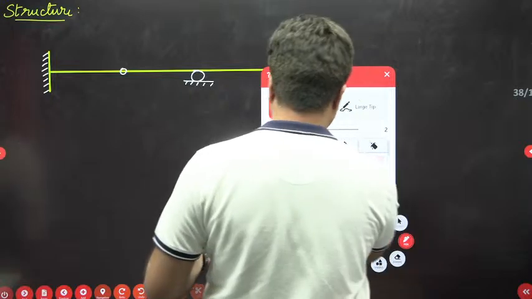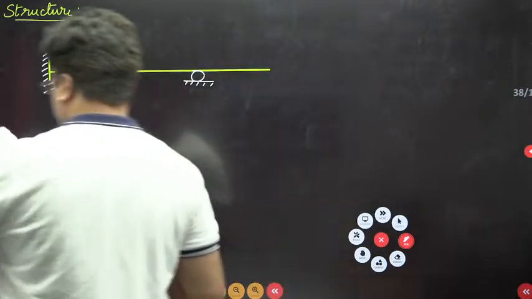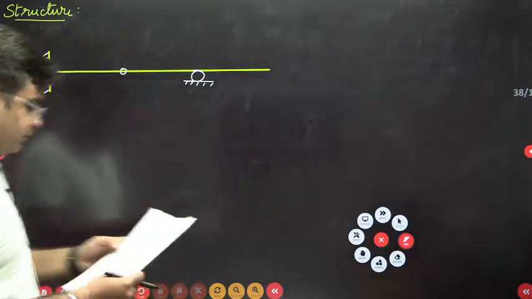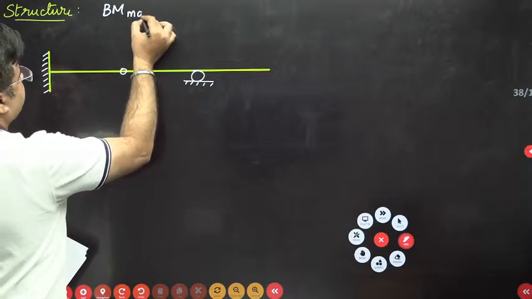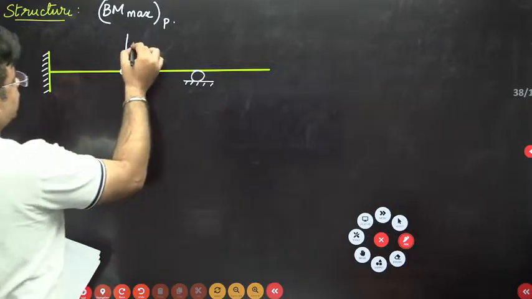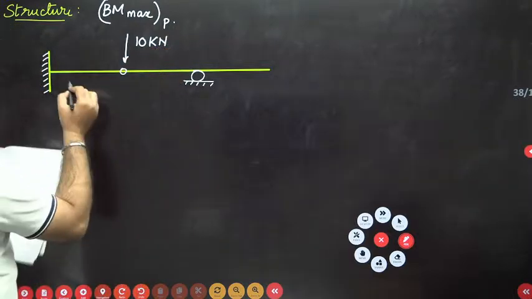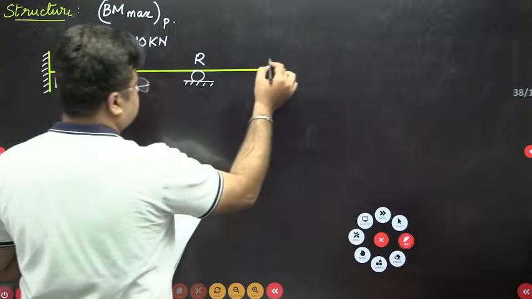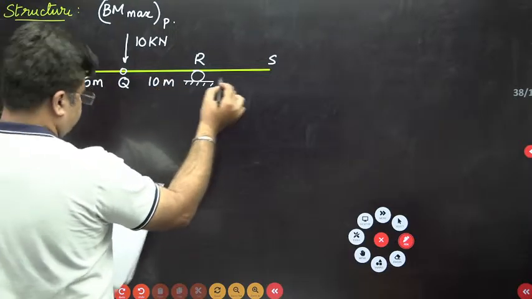The question is asking us to find the maximum value of bending moment at P. You need to find the maximum bending moment at P, BM max at P, for which a load of 10 kilonewton is given to you. Just confirm this: a load of 10 kilonewton is acting at this point. So this is point P, Q, R. This is P, this is Q, and this is R. Say this is S. The distances are: this is 15 meters, this is 10 meters, and this is 5 meters.